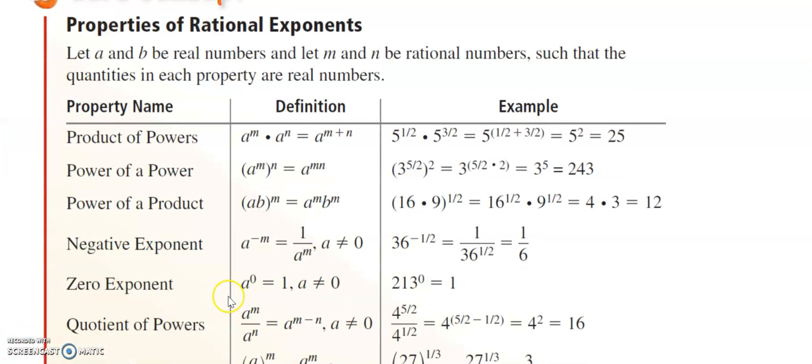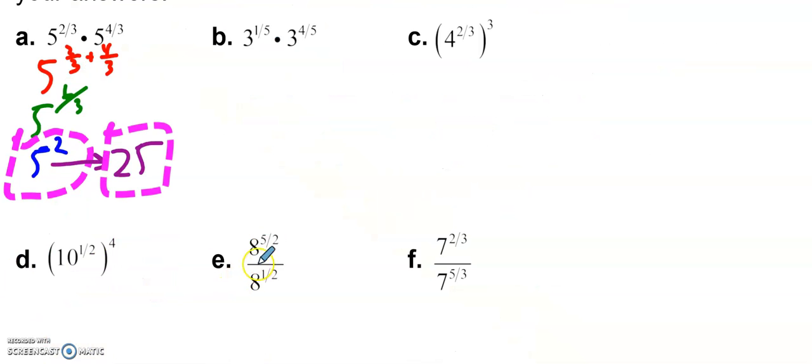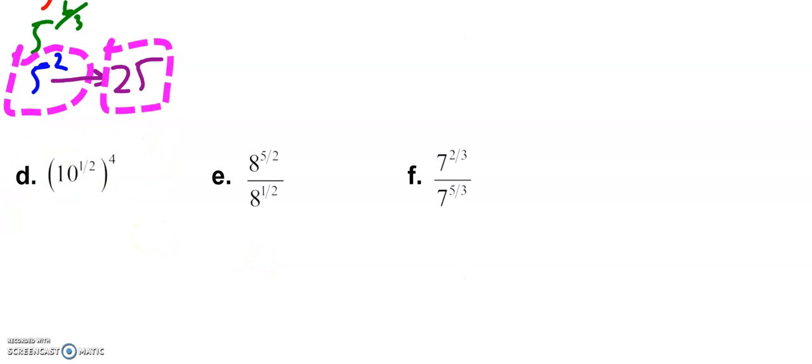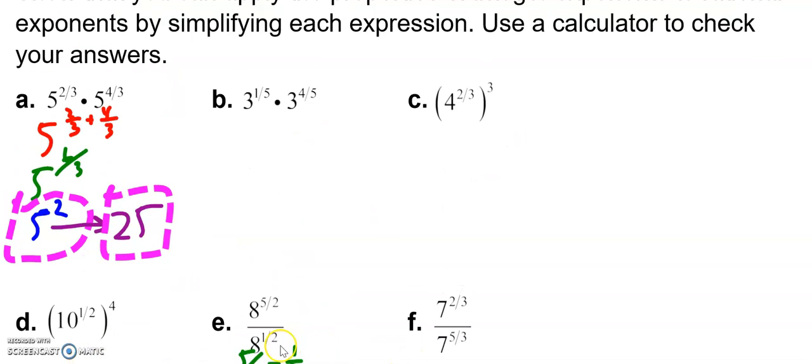Okay, let's jump to one of the division ones. So this is going to be our quotient of powers. So if I have division, I subtract the exponents. So I'll write this as 8 to the 5 over 2 minus 1 over 2. Similar to addition of fractions, I need a common denominator. Coincidentally, again, I have a common denominator. This is great. So this becomes 8 to the 5 minus 1 is 4, so 4 over 2. 4 over 2 is 2. And 8 squared then is 64. Boom. Not bad. Okay. I want you to try to do B, C, D, and F.